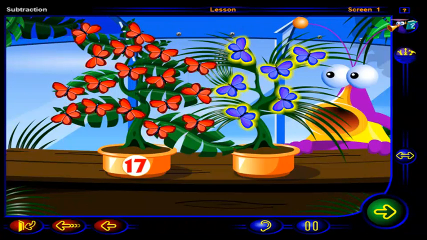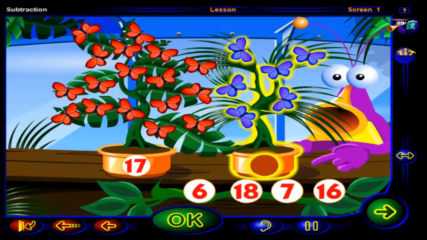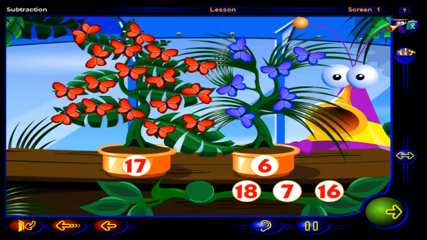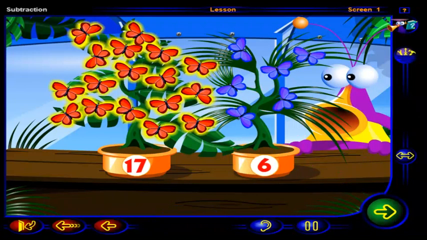Now count the blue butterflies on this plant. Drag the number here, then click OK. You're right. There are 6 blue butterflies on this plant. 17 red butterflies and 6 blue butterflies.